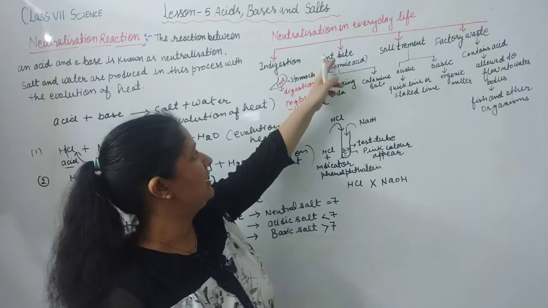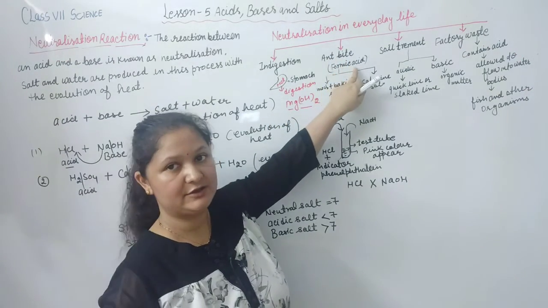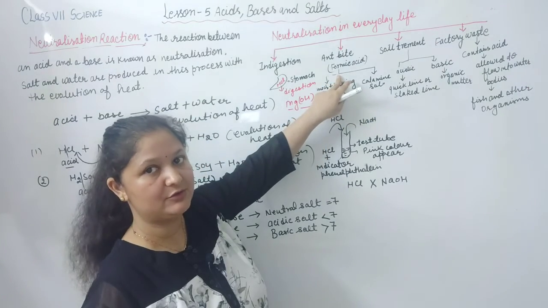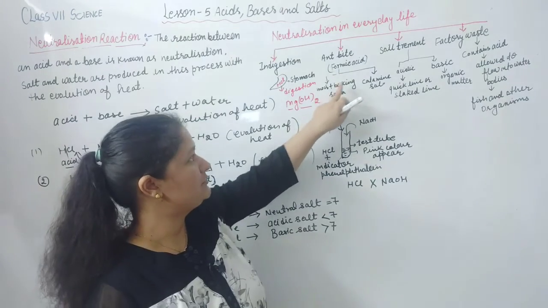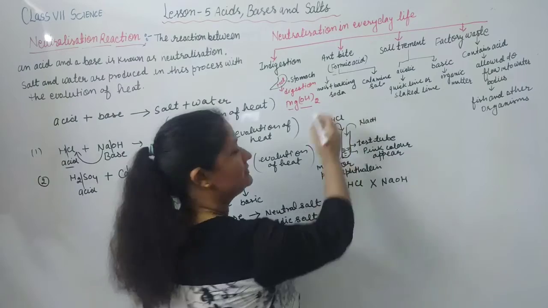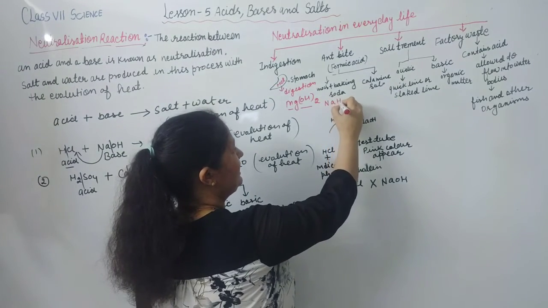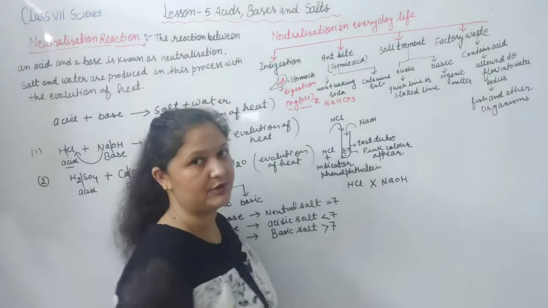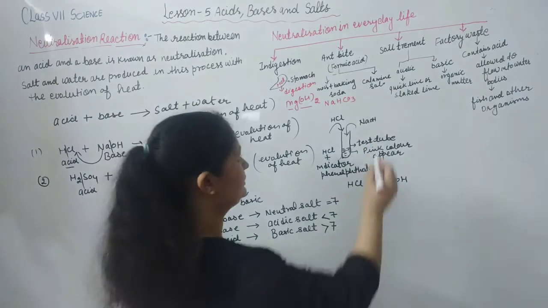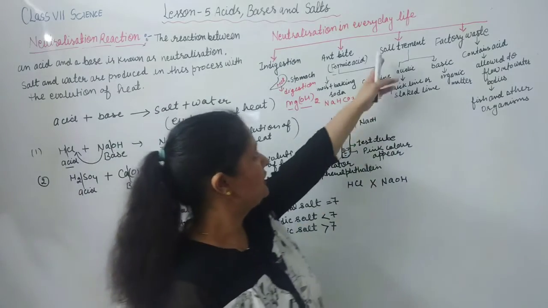So next one is ant bite. Students, when an ant bites, it injects formic acid into the skin, right? And the effect of formic acid can be neutralized by rubbing moist baking soda and calamine solution. So what is the formula of baking soda? Sodium hydrogen carbonate. So Na sodium, H hydrogen, and CO3 carbonate, right? And next one is calamine solution. So what is the formula of calamine solution? Zinc carbonate.